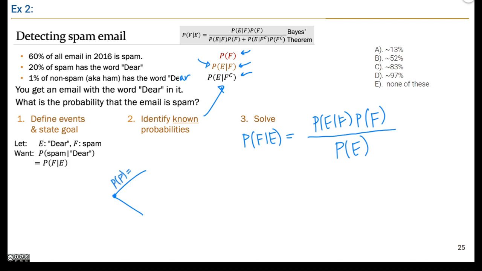So probability of F we had above was 0.6. So probability of not F is 0.4. And then let's do both of these ideas here. So let's make this be spam right here. And then we're going to let this say dear here and no dear.